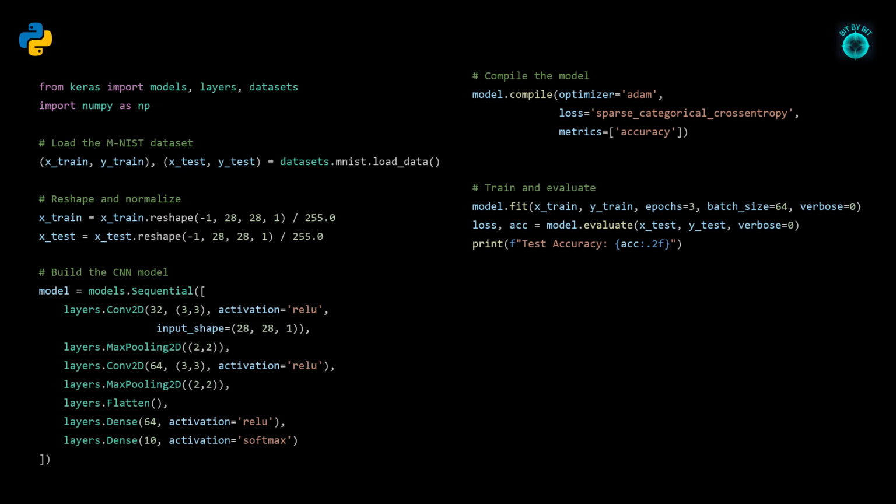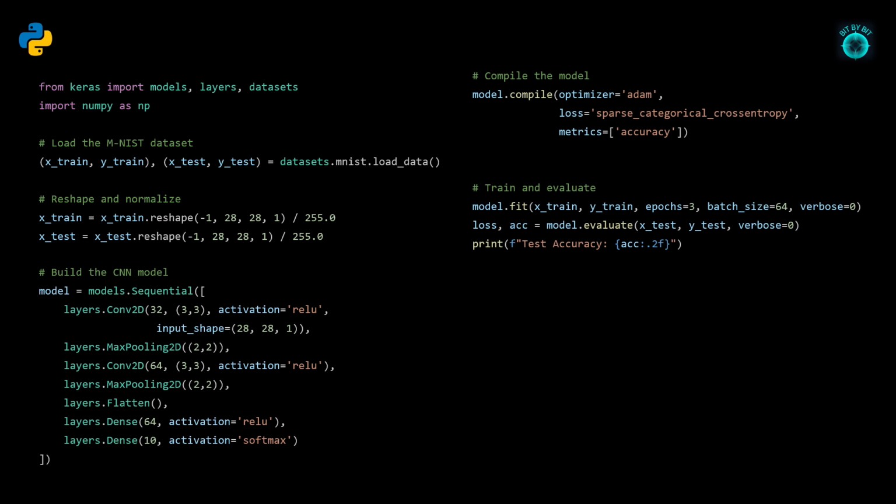First, we load and reshape the image data into 4 dimensions: samples, height, width, and color channels. Since these are grayscale images, we use one channel only. Then we normalize pixel values by dividing by 255.